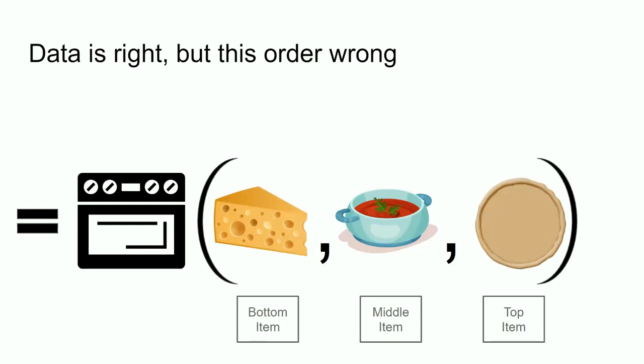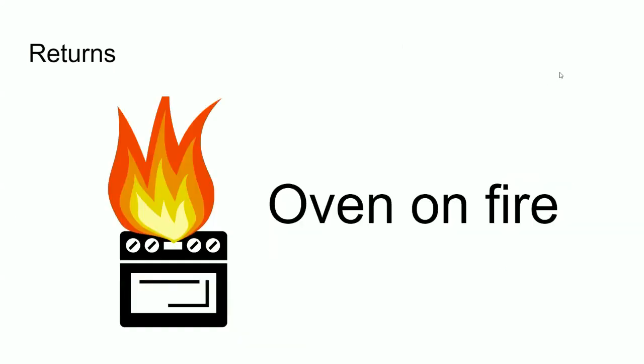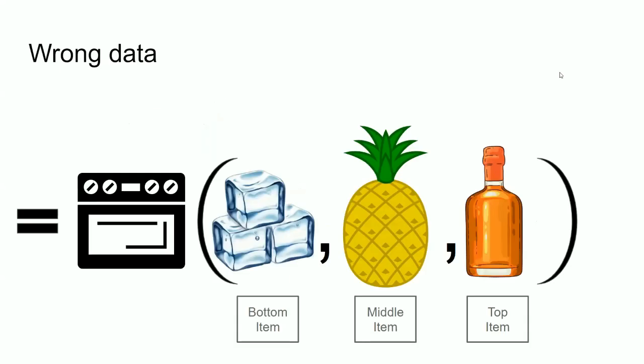We put the cheese on the bottom, and then we put sauce on top of it, and then we throw the dough on top of that. That's the right data, that's the right function, but that's the wrong order. And what do we get? Yes, we get an error. Our oven is on fire. You should not put cheese in the oven first. It'll hit the coils and burn, and it's bad. The same thing goes in our analogy for a function. If you put the wrong data in first, it will break.